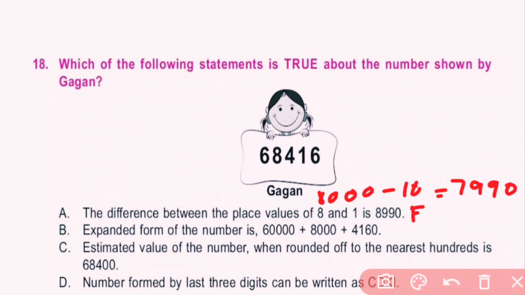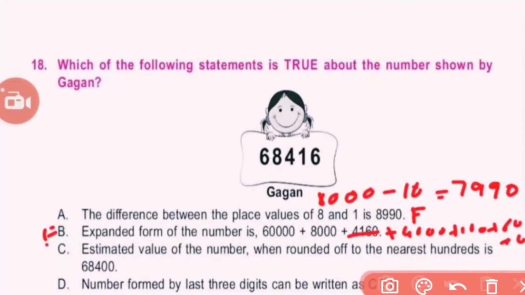Option B. Expanded form of the number, it should be 4000 plus 100 plus 60 plus 0. So it is also a false statement. Option C, estimated value of the number when rounded off to the nearest 100. To round it off to the nearest 100, we have to check the tens place. The tens place is less than 5. So the remaining places become 0.